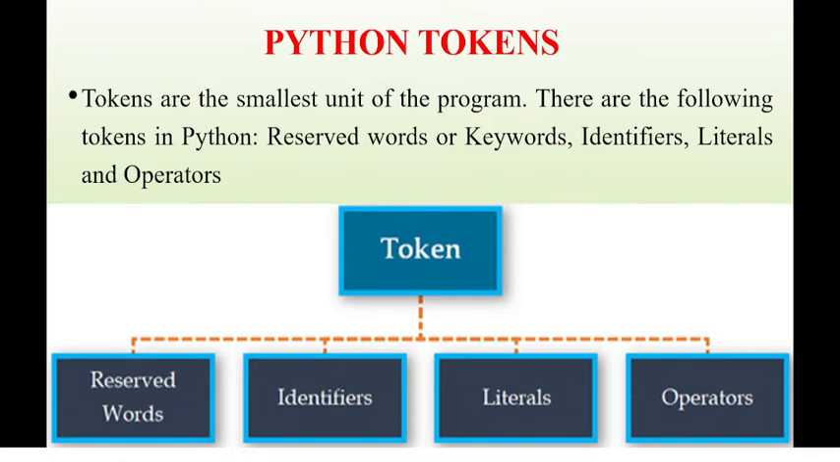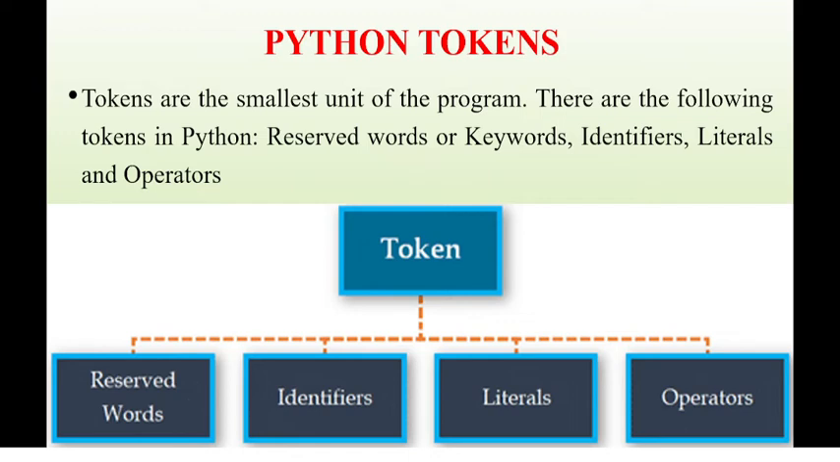The next one is literals. A literal is a constant. A literal is a number or string that appears directly in a program. And operators. Operators are tokens responsible for performing an operation in an expression. The variables on which the operation is applied are called operands.